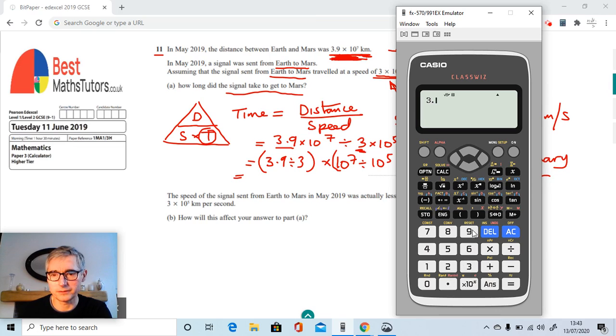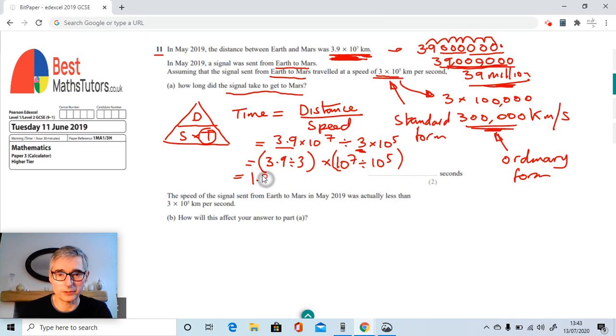So 3.9 divided by 3, you can see that we get 1.3. And then if we want to do the bit with the powers on, the 10s to the power, what we do when we're dividing something that's got a power on it, providing this number here is the same, so we've got a 10 and a 10, that's the same, is we subtract the powers. So we've got 7 take away 5 is 2. So it becomes 1.3 times 10 to the 2. And that would be fine for our answer.